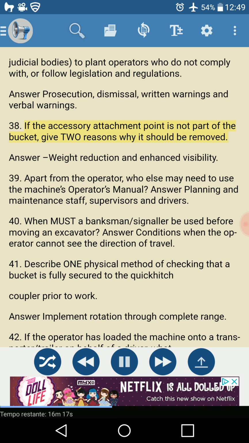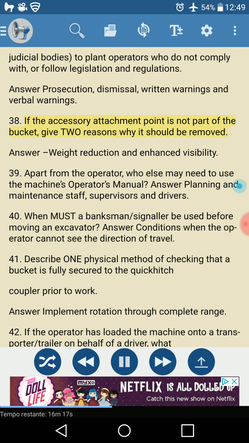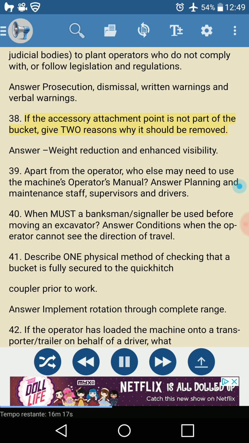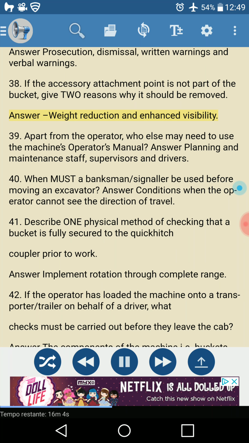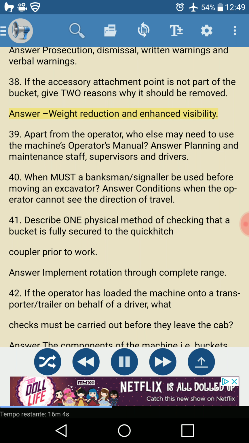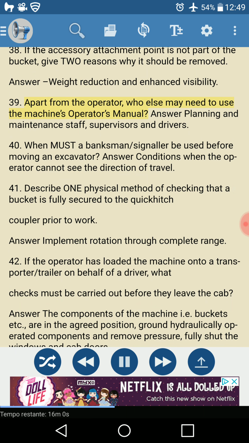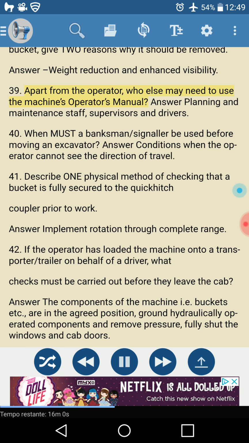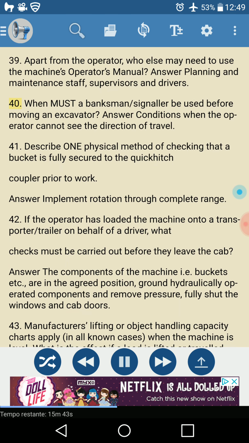38. If the accessory attachment point is not part of the bucket, give 2 reasons why it should be removed. Answer. Weight reduction and enhanced visibility. 39. Apart from the operator, who else may need to use the machine's operator's manual? Answer. Planning and maintenance staff, supervisors and drivers.